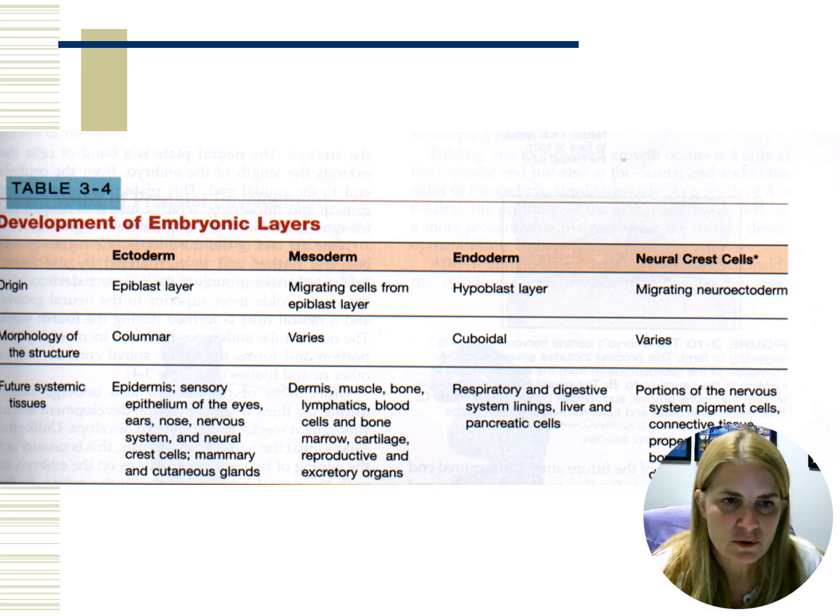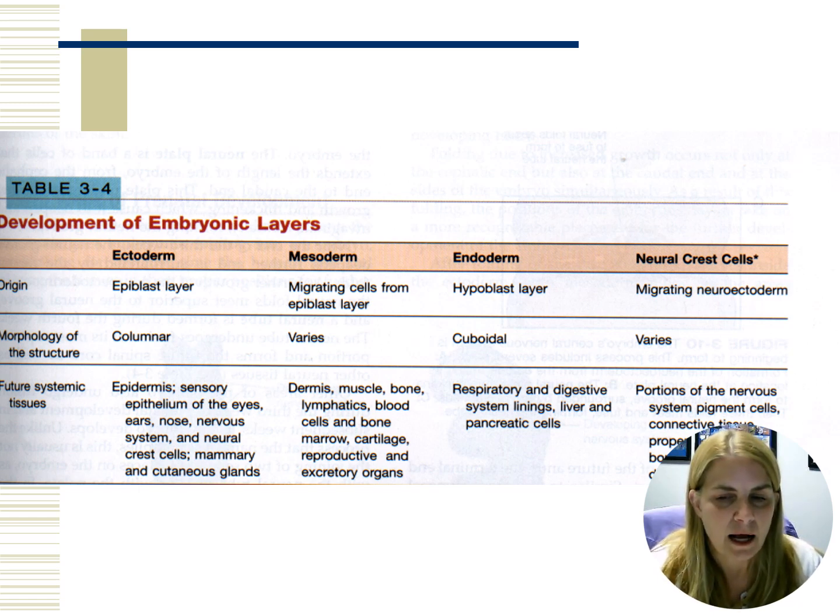This slide shows a table of the embryonic cell layers. It shows the ectoderm originating from the epiblast layer and those high columnar cells. The future systemic tissues include the nervous system, sensory epithelium of the eye, ear, nose, epidermis, hair, nails, mammary, cutaneous, salivary glands, skin, epidermis. Specifically for our purposes, we need to know that tooth enamel is derived from ectoderm.